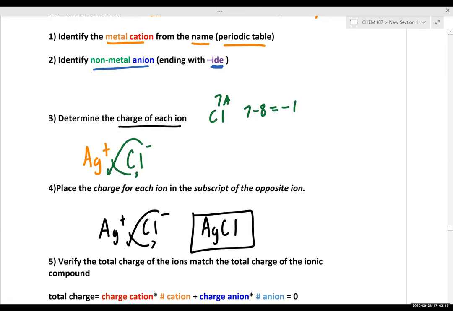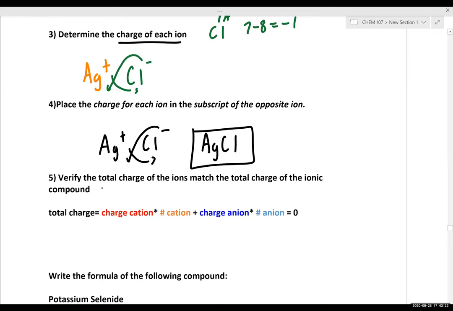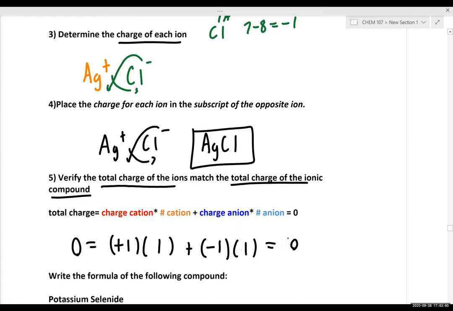You can also do a check to verify the total charge of the ions matches the total charge of the ionic compound. So we know our total charge of 0 is equal to the charge of our cation times the number of cations, plus the charge of our anion, which would be -1 for chloride, times the number of anions. And that in turn gives us a total charge of 0. So we've assigned our formula correctly. Does this process make sense to everyone?